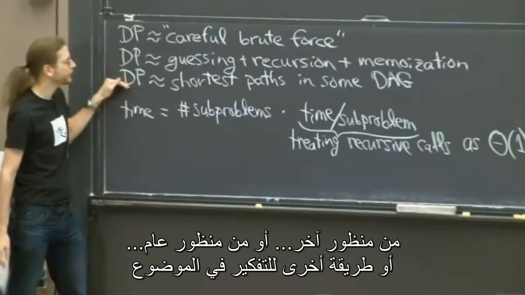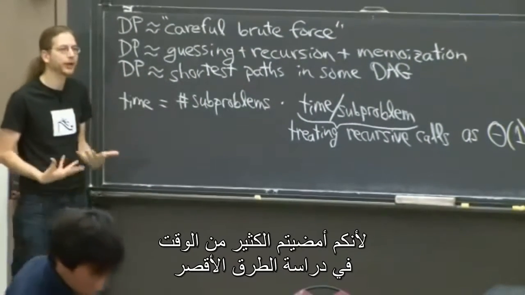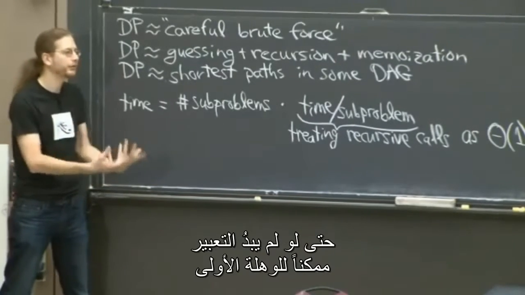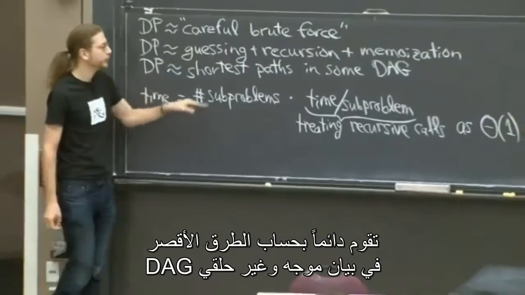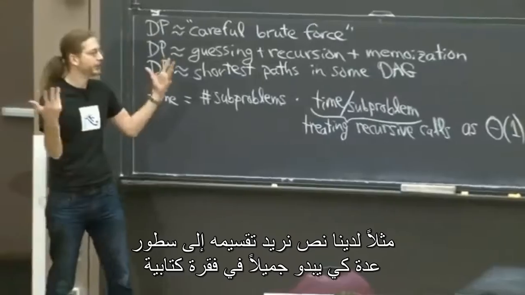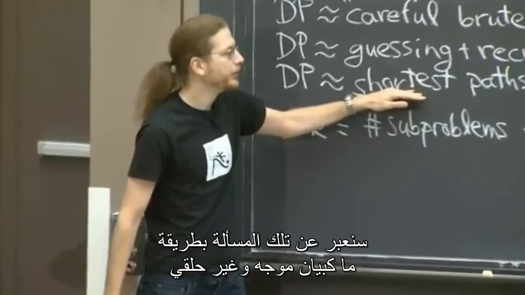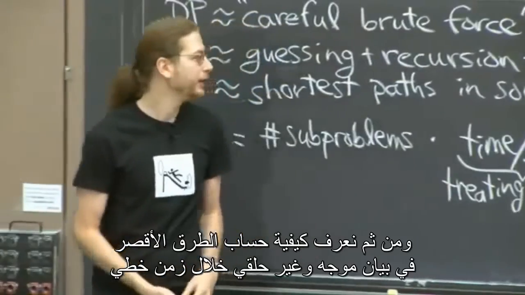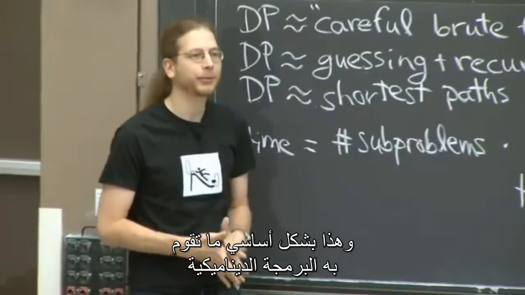Another perspective, kind of an orthogonal perspective, or another way of thinking about it, which I think should be comfortable for you because we spent a lot of time doing shortest paths and expressing problems that we care about in terms of shortest paths, even if they don't look like it at first glance. Dynamic programming, in some sense, is always computing shortest paths in a DAG. So you have some problem you want to solve, like you have text and you want to split it up into lines so it looks nice in a paragraph. You express that problem somehow as a directed acyclic graph. And then we know how to compute shortest paths in directed acyclic graphs in linear time. And that's basically what dynamic programming is doing.